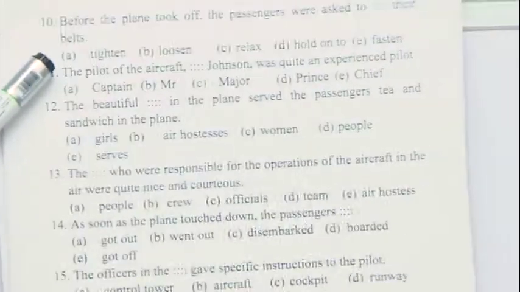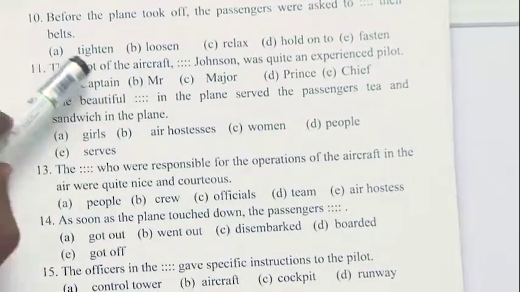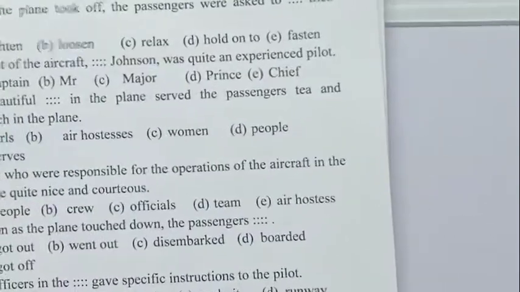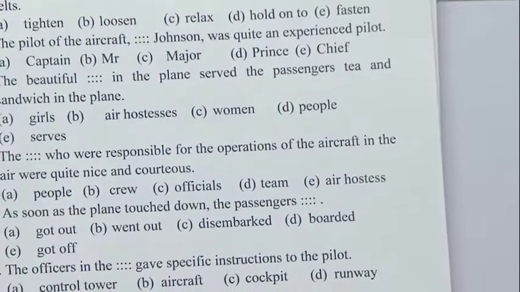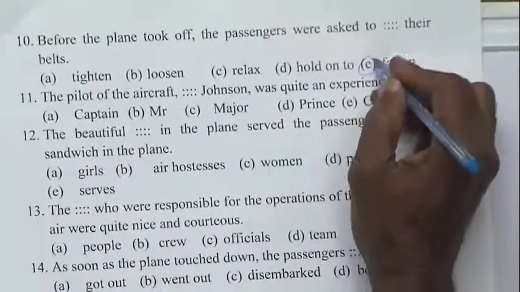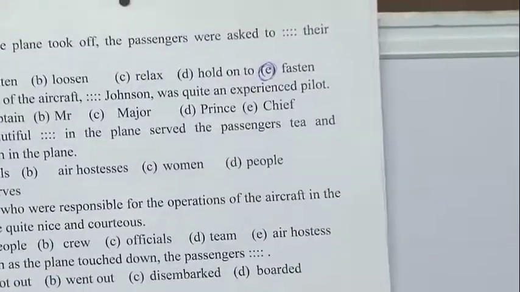Before the plane took off, the passengers were asked to dash their belts. What do they do to their belts? They don't tighten, they don't loosen, they don't relax. They fasten their belt. Fasten their belt. Remember, the T is silent, right?